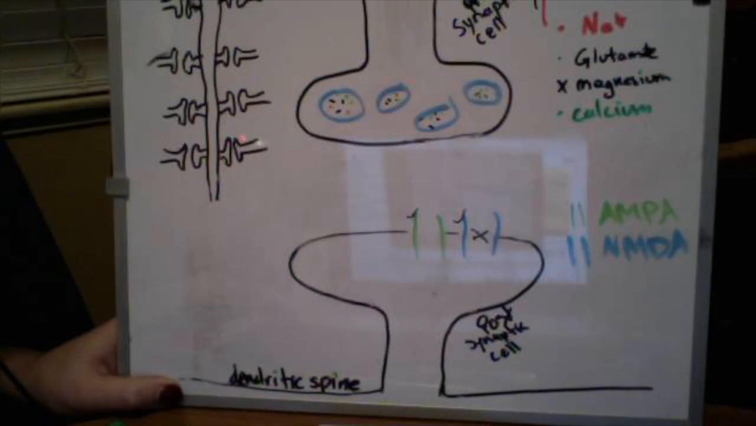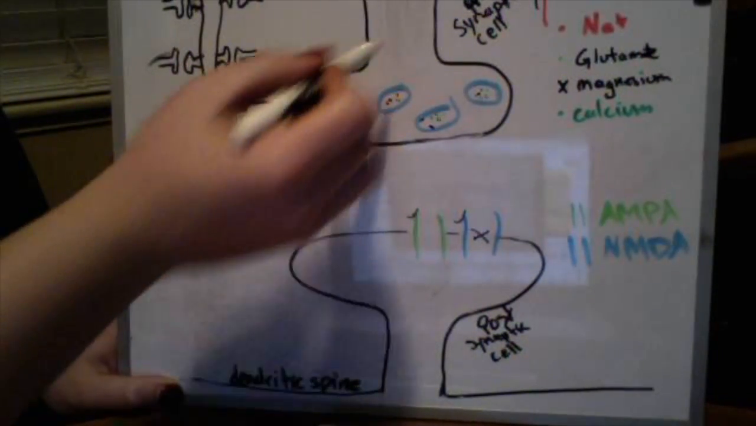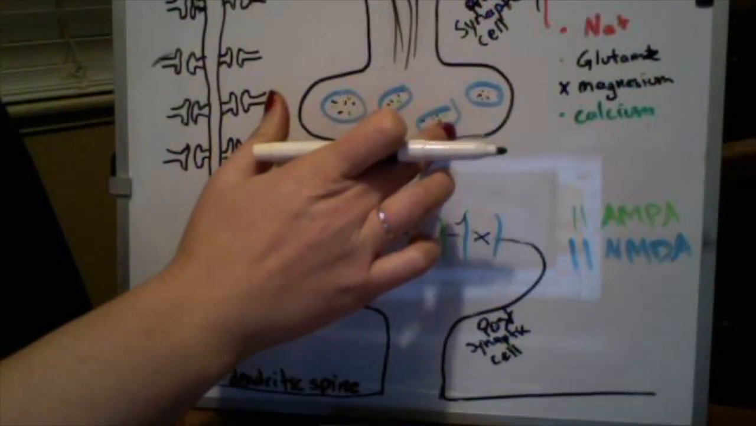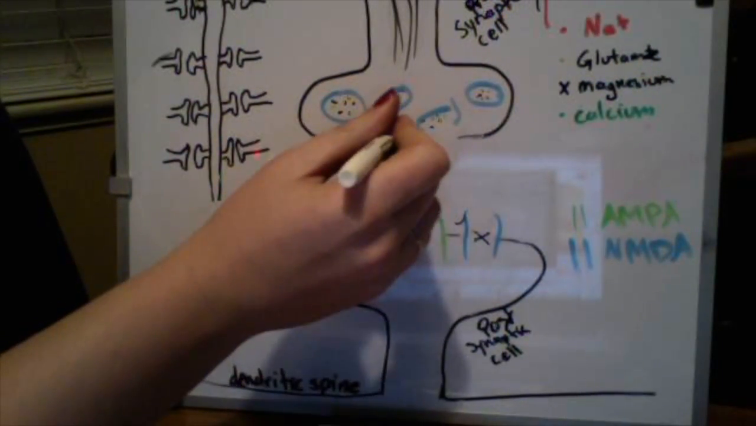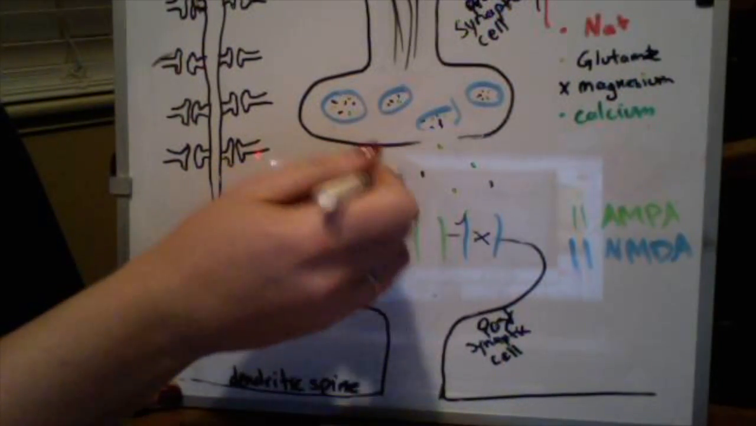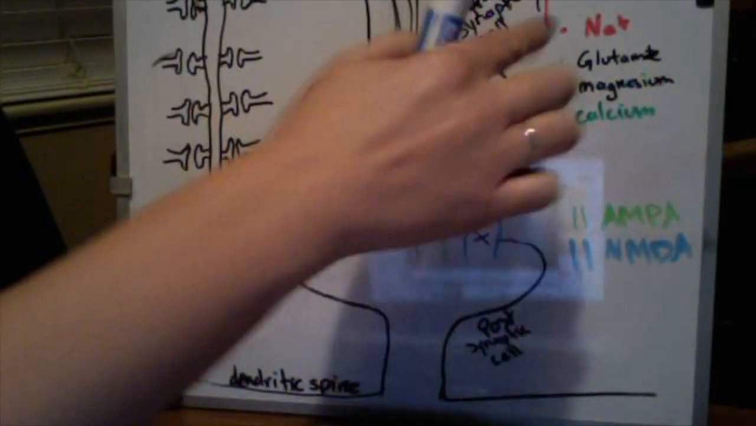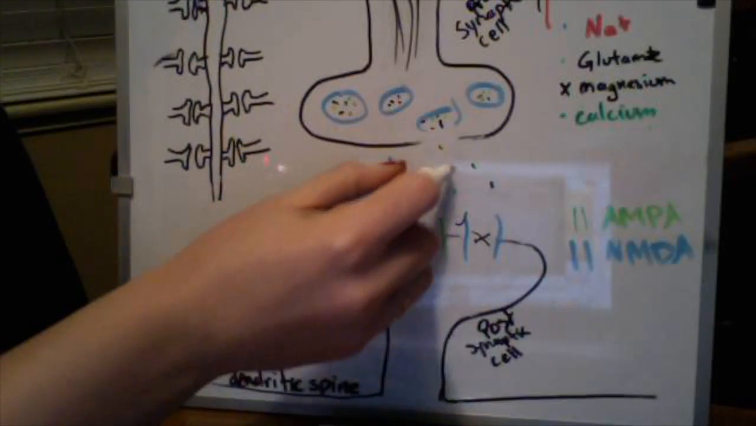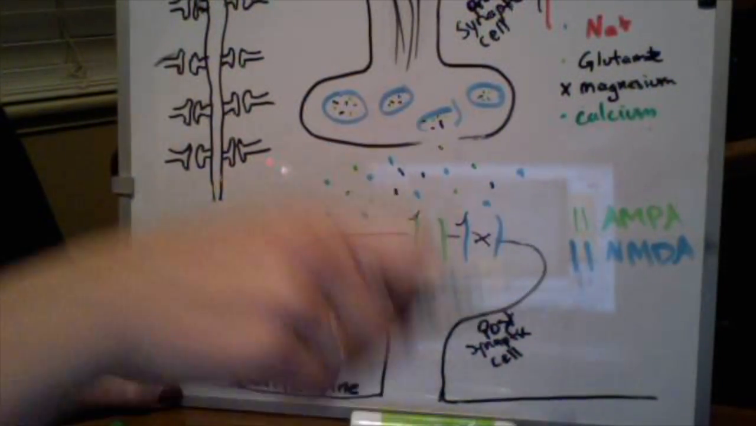So if a presynaptic cell is firing rapidly in a short amount of time, this causes an action potential and for glutamate ions to be released into this synapse. This synapse already has sodium ions, which I'm going to show for you in blue, as well as calcium ions.